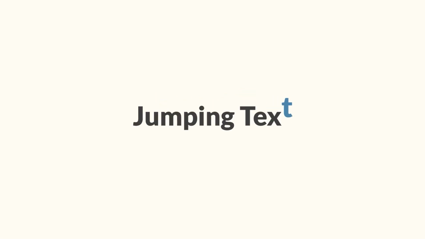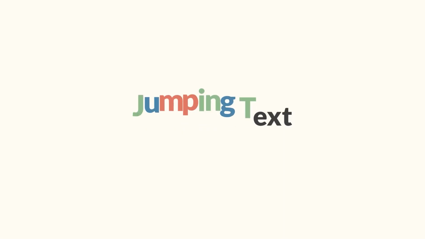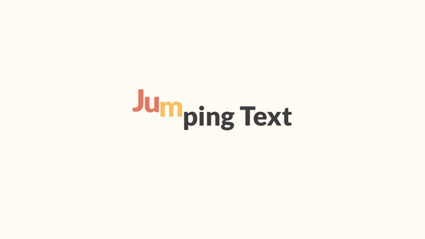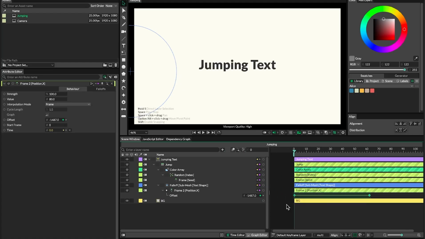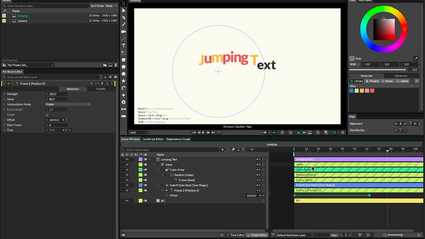Hello everyone, today I'm going to show you how I created this jumping text animation in Cavalry using 0 keyframes. As you can see, if I delete these keyframes here, the basic animation does not take any keyframes, only if you want to loop it.